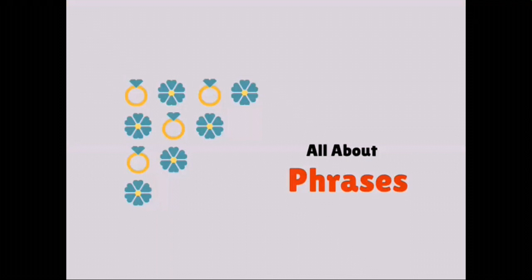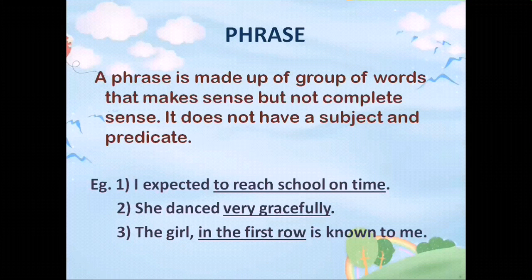Now we are going to learn about phrases. What is a phrase? A phrase is made up of a group of words that make sense but not complete sense. It does not have a subject and predicate. See these examples. I expected to reach school on time. I expected what? To reach school on time. To reach school on time is the phrase here.